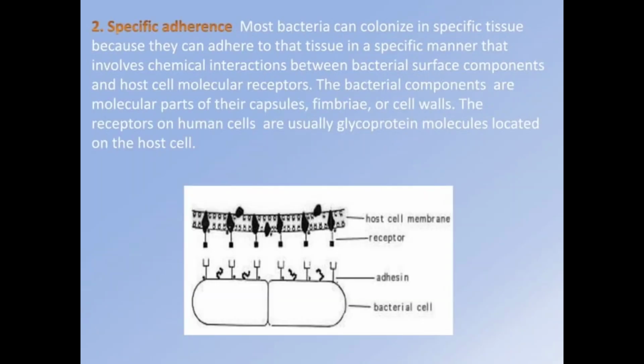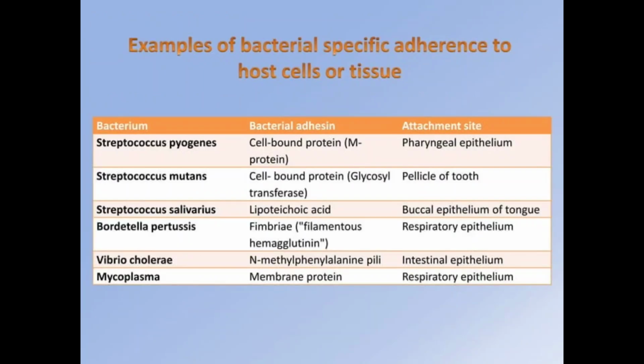Specific adherence. Most bacteria can colonize specific tissues because they can adhere to the tissue in a specific manner that involves chemical interaction between bacterial surface components and host cell molecular receptors. The bacterial components are molecular parts of their capsules, fimbriae, or cell wall. The receptors are usually glycoprotein molecules located on the host cell. Examples of bacterial specific adherence to host cells or tissue.